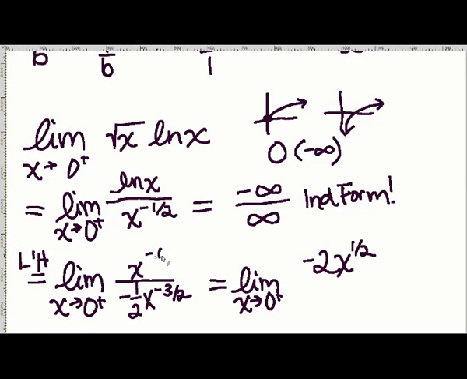If I use the second law of exponents, I get x to the negative 1 minus 3/2. That's x to the positive 1/2. And so now, I try direct substitution. Minus 2 times the square root of 0 is 0. And that's my final answer.